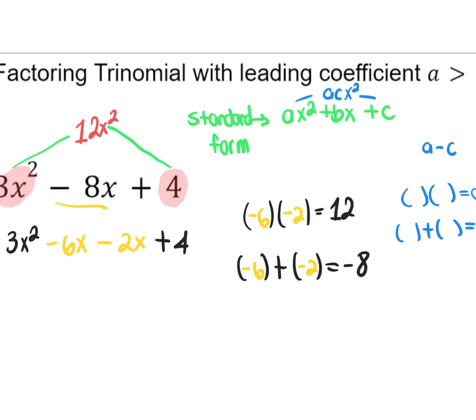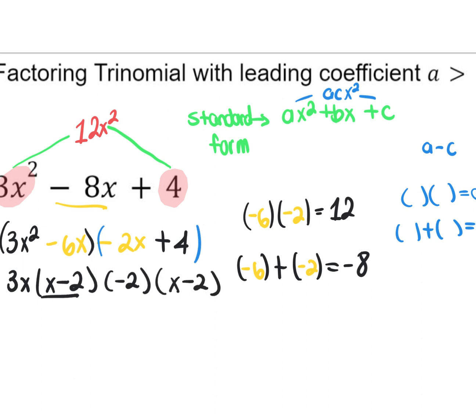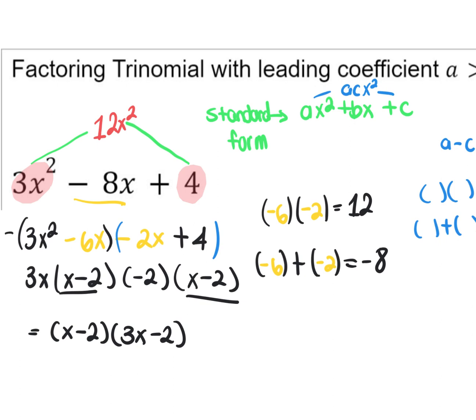So then we will factor out a 3x here. Okay. So we have x minus 2, and then we're going to factor out a negative 2 here, and it's going to be x minus 2. And now we'll factor out an x minus 2, and we'll have 3x minus 2. So that's how we factor a trinomial where a is not equal to 1.